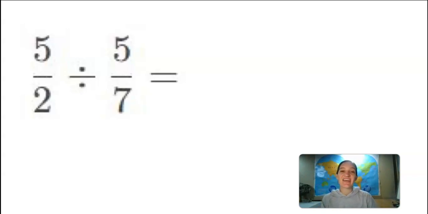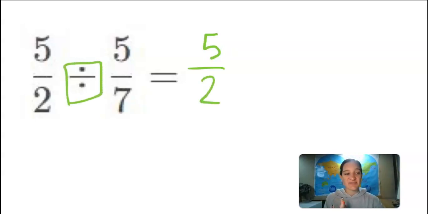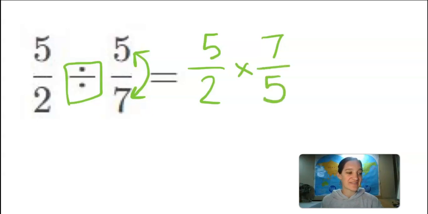So 5/2 divided by 5/7. It's now time for you to put this in your notes. We keep the first fraction exactly the way it is. We change this to the opposite, the inverse. The opposite of division is multiplication. And then the flip part is we take this fraction and we flip it. We make it 7/5 instead of 5/7. And then from here on out, it's just multiplying fractions, which you know and have done.